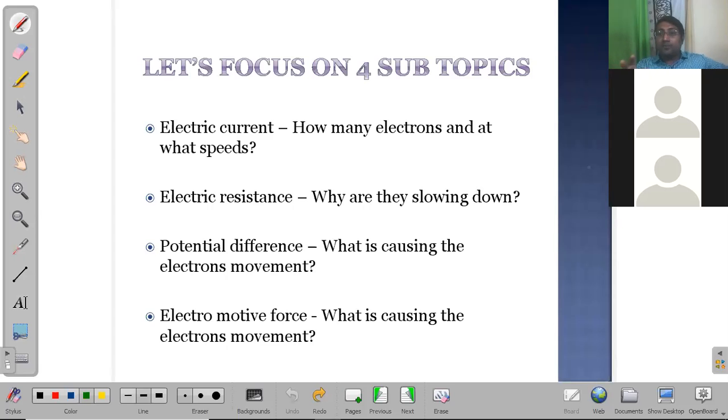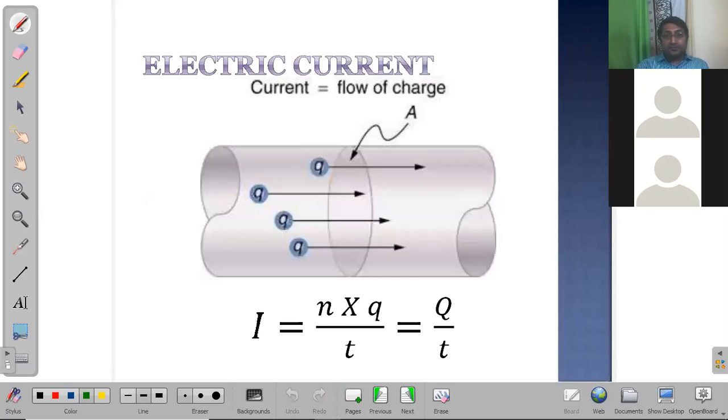Textbook definitions are important for your exams. You have to do that. But for understanding, this kind of method is much more useful, guys. Okay, so let's think about electric current.